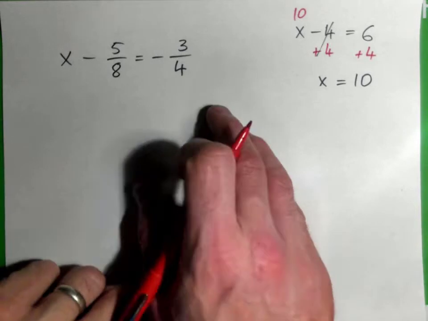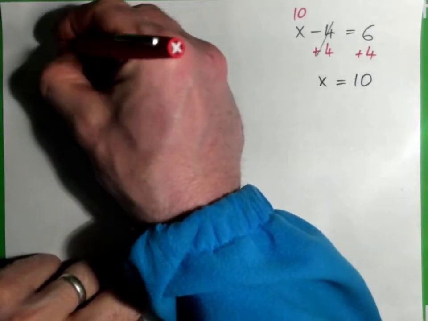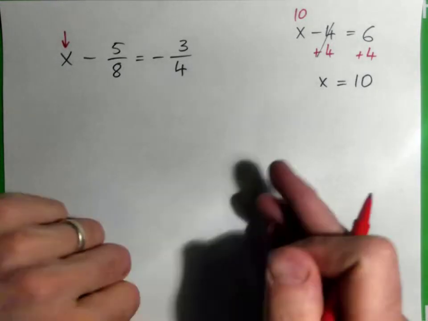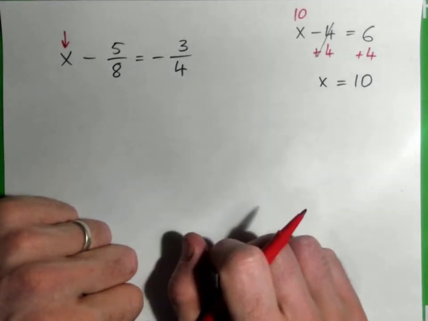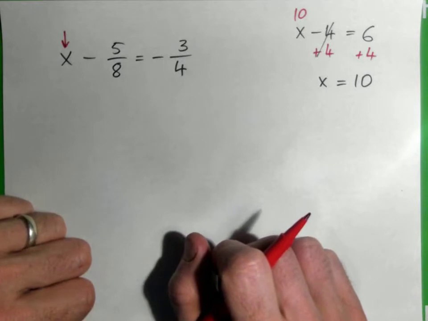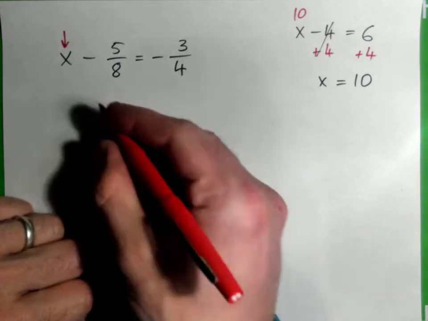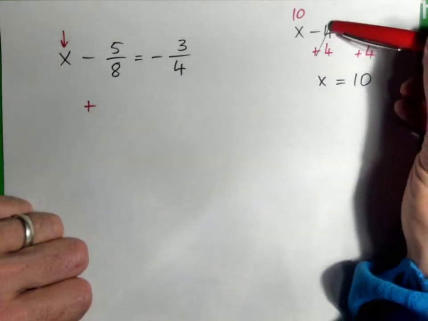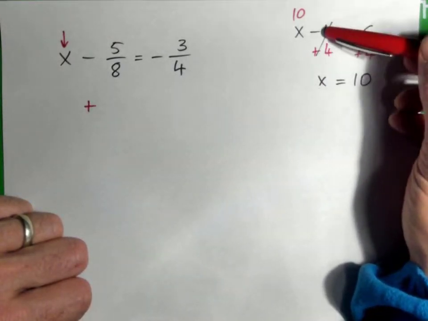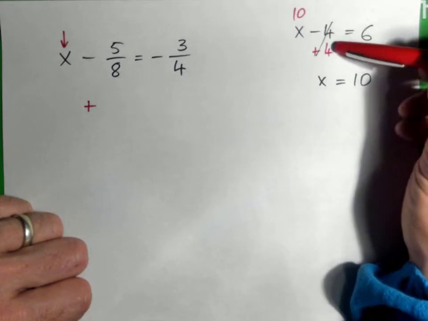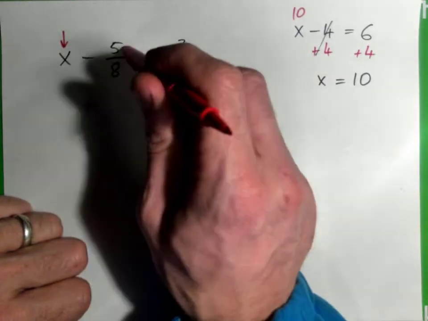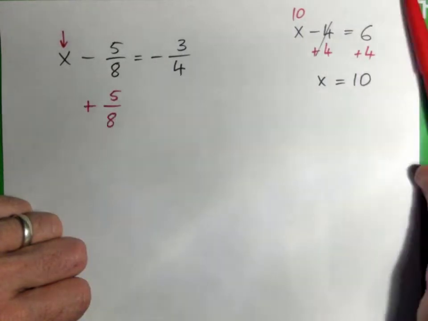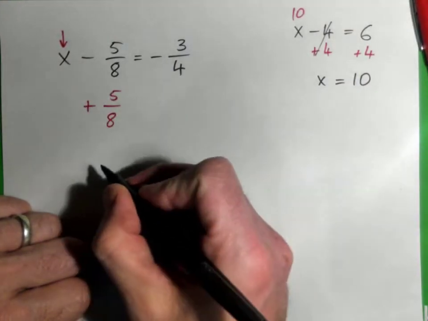So what should we do here to get the x by itself? You've got negative 5/8 being subtracted. So how do you get the x on its own? Just like we did over here. Well, now we got to add something, because remember over here it was negative 4 plus 4. Negative 4 plus 4 makes 0, doesn't it? So if you've got a negative 5/8, you're going to have to add 5/8. Because what's negative 5/8 plus 5/8?